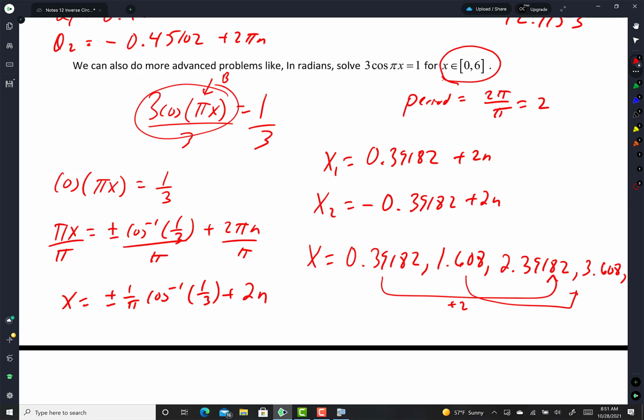So take the 2.39182 and add 2 to it. So 4.39182. And then take the 3.608 and add 2 to it. So 5.608. And I think that's it. If you add 2 to the 4, you'll be above the 6.